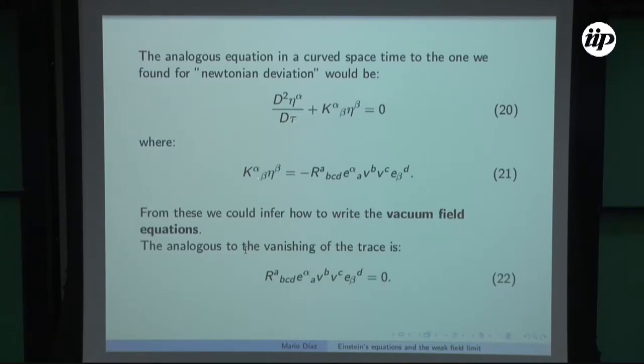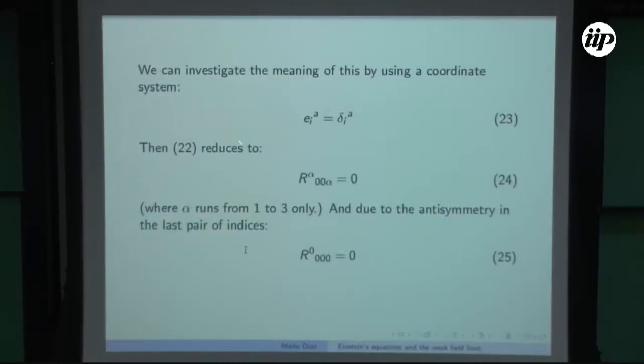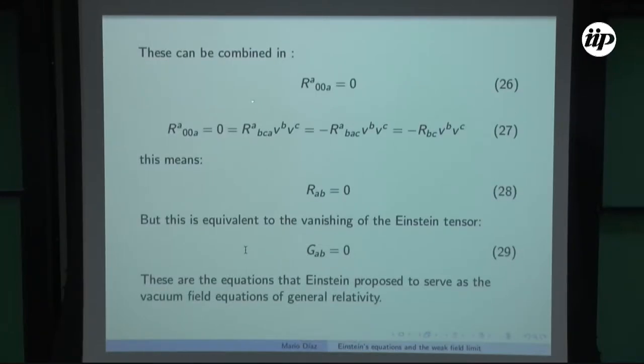And actually, if we contract this kappa, the term that was related to the Laplacian of the potential is equal to this. So comparing these two results, we see that essentially this is analogous to requiring that the trace of the Riemann tensor vanishes, which is this equation. And if we look at the meaning of using this, this essentially reduces to these components in the Riemann tensor, only 1 through 3, so the space components. And due to the anti-symmetry, we're going to have this expression for this component of the Riemann tensor. We can combine in this way. We can write the components in this way.